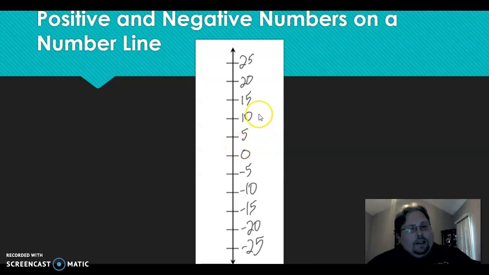That's the opposite of how positive numbers work. So the further from 0 with positive numbers, the greater it is. So that means 15 is greater than 10. So positive numbers, 15 is greater than 10. Negative numbers, negative 15 is less than negative 10.